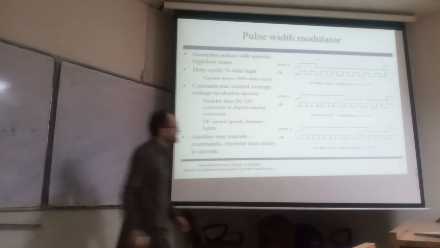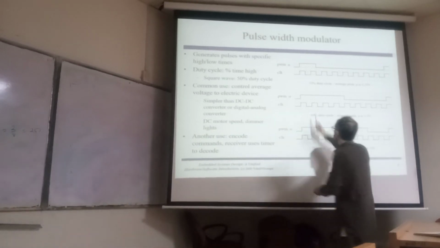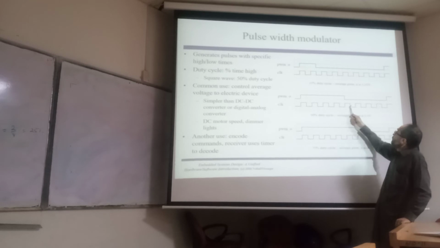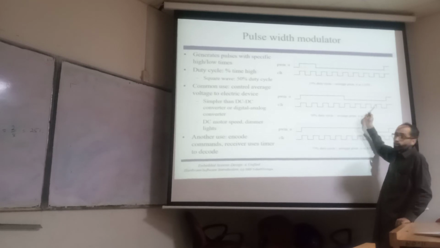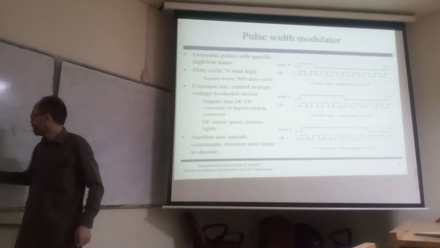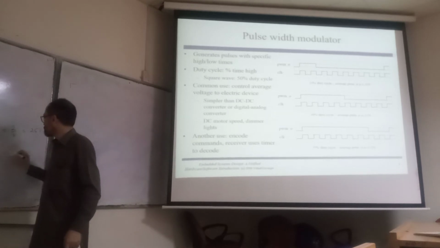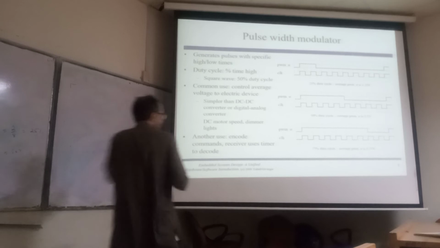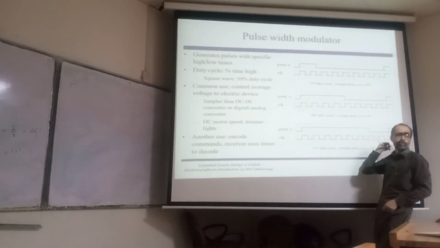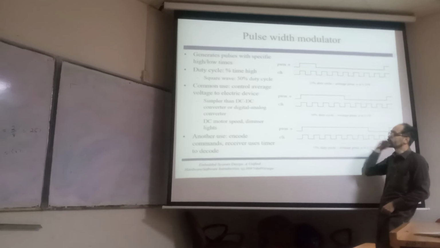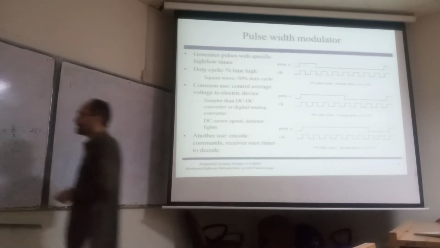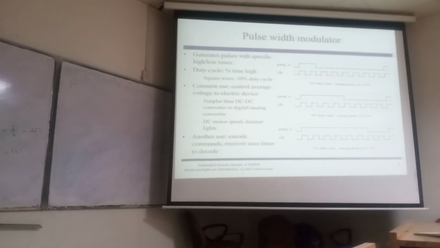If you look at the second signal, for 4 clock cycles it is high, and for 4 clock cycles it is low. So 4 divided by 4 plus 4 is actually 50%. And if you look at the last one, for 6 clock cycles it is high, and for 2 clock cycles it is low. So the duty cycle is 6 by 8, which is 75%.